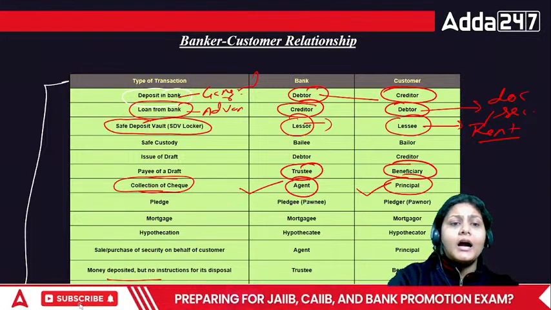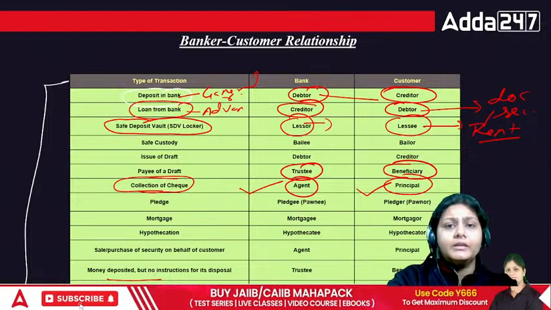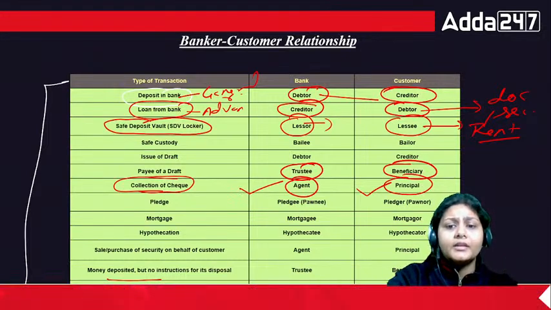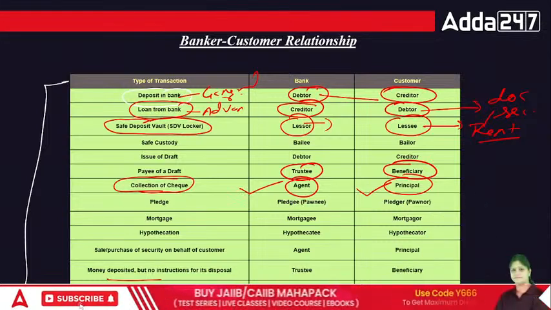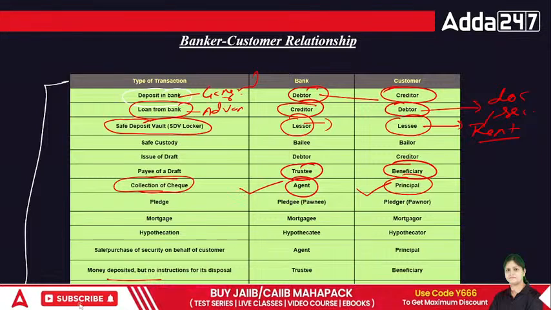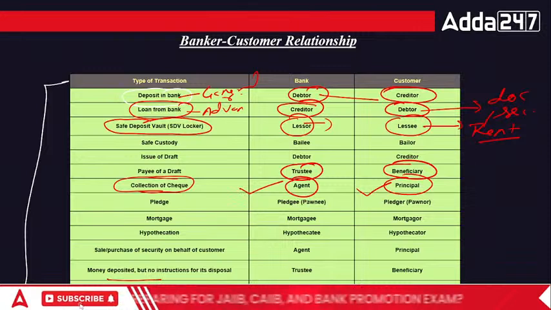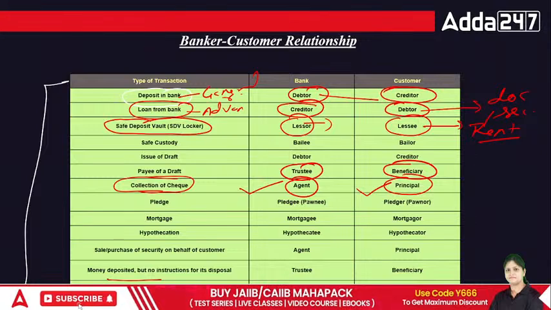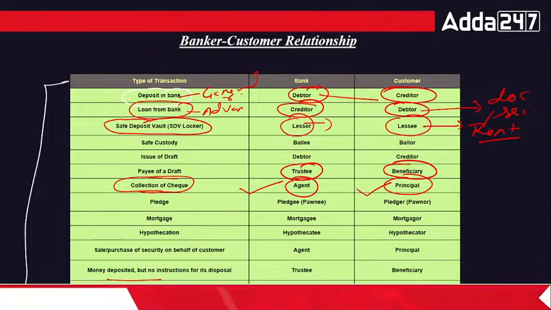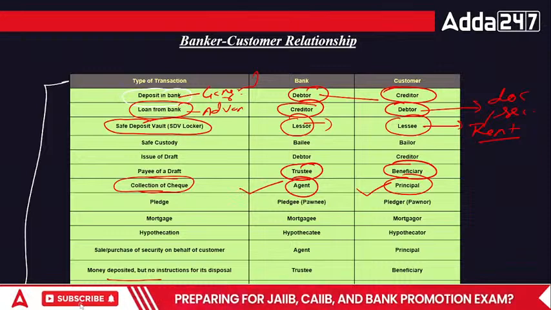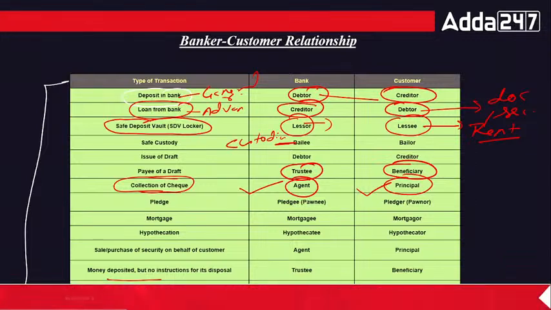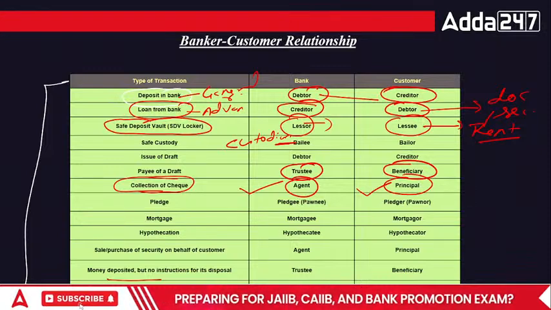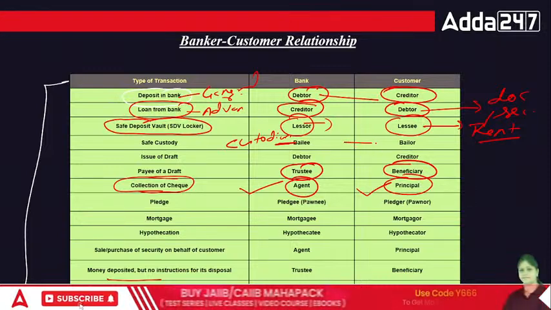Now there is another relationship, of bailor and bailee. That is another relationship between the bailor and the bailee. Now who is the bailor and who is the bailee? According to the Indian Contract Act, the bailee is the custodian of the property. So the bank is like a custodian of the property. And those goods belong to whom? They belong to the bailor.